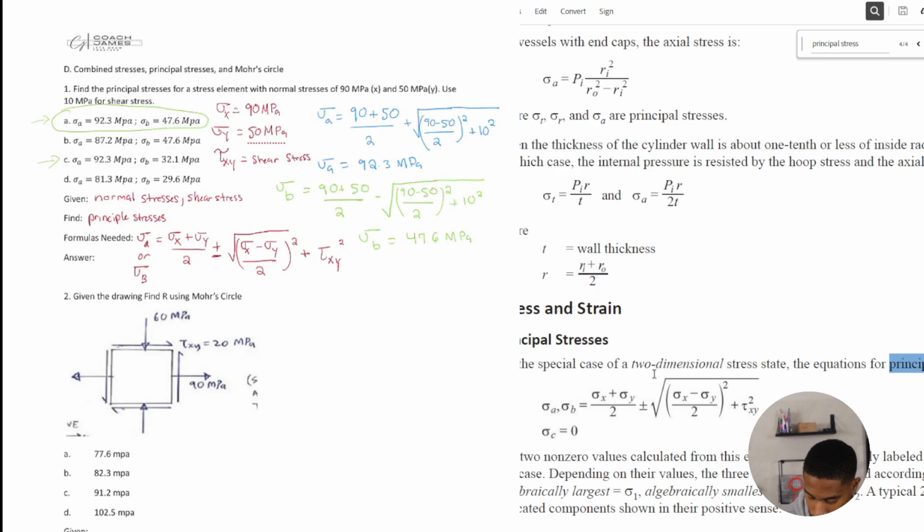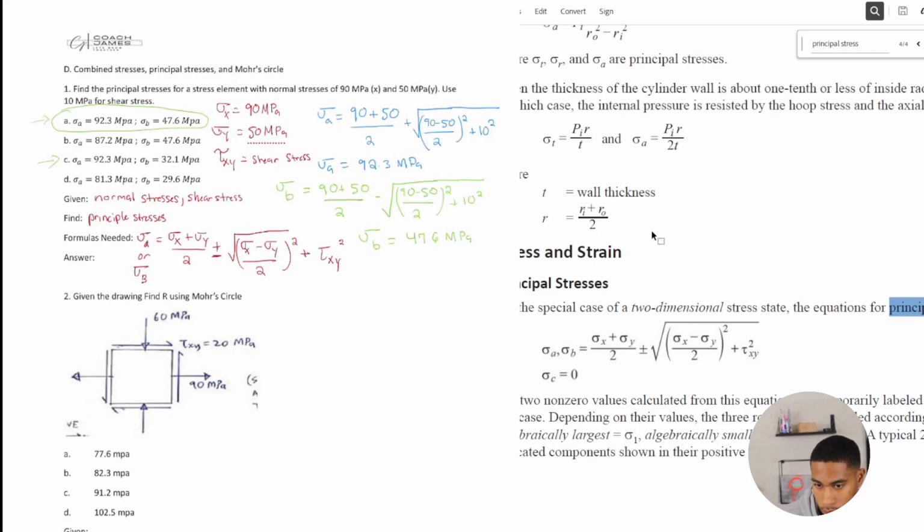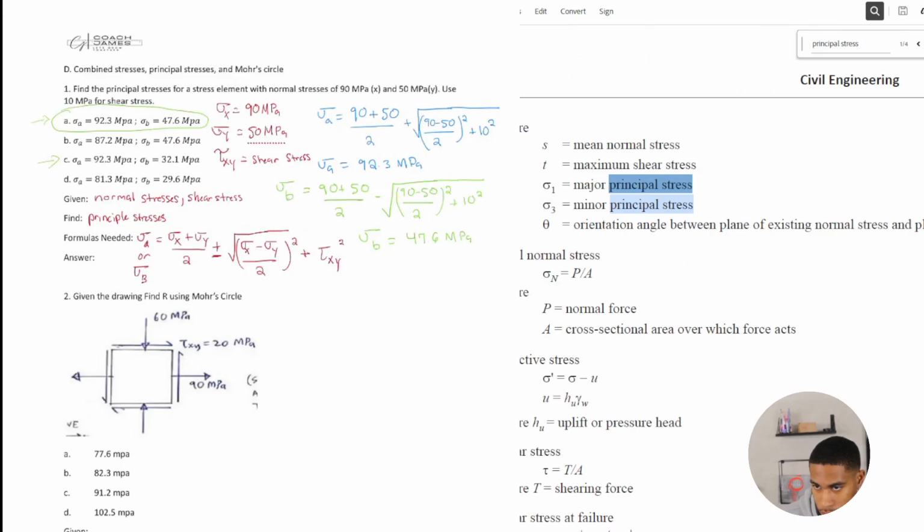All right, let's do number 2. Number 2 says, given the drawing, find R using Mohr's circle. So this is a Mohr circle one.